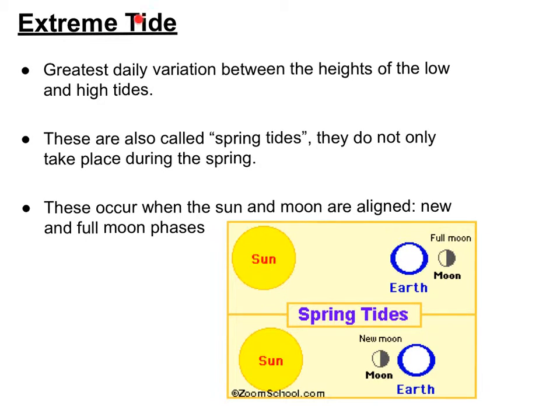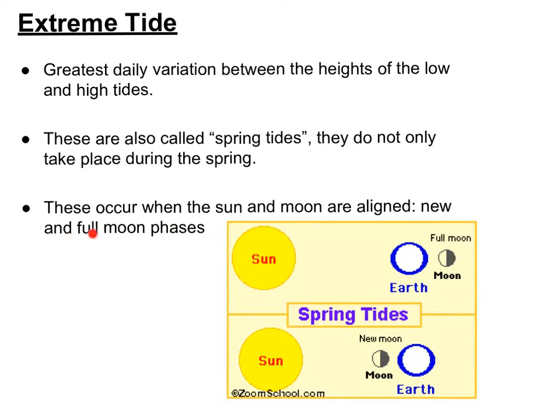All right, now we're going to talk about extreme tides. So, extreme tides are the greatest daily variation between the heights of the low and high tides. These are also called spring tides, but they do not only take place during the springtime. So, if you have lived near coastal areas, a lot of people will call them spring tides. I don't want there to be confusion that these extreme or spring tides only take place during the spring, because that's not true.